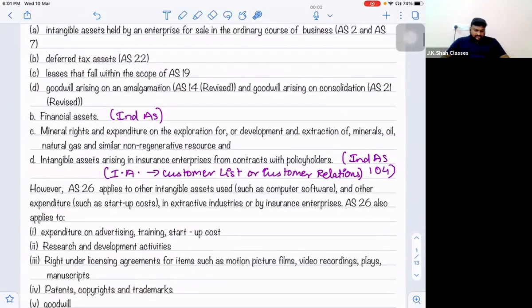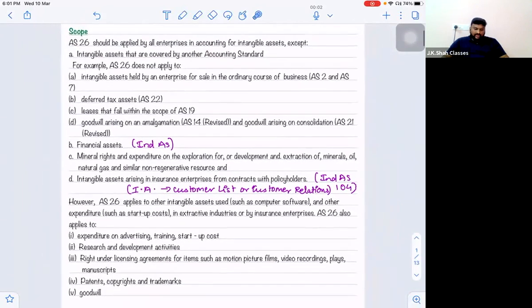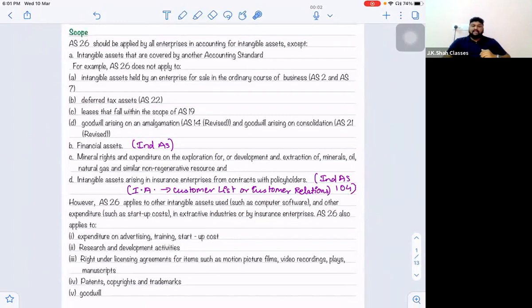Now we'll go for the next part, that is the scope of AS 26. Sorry, I'm really sorry, scope of AS 26.